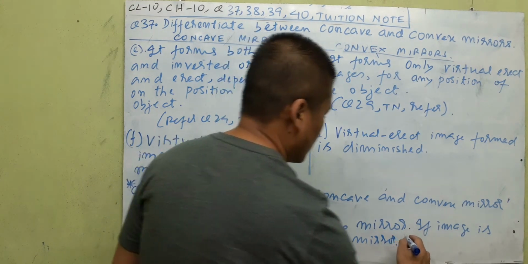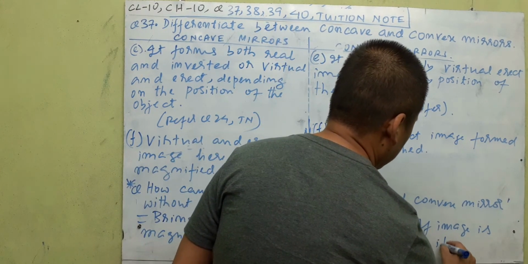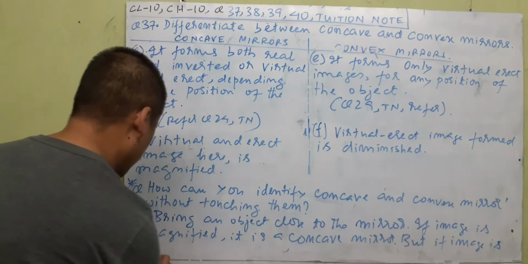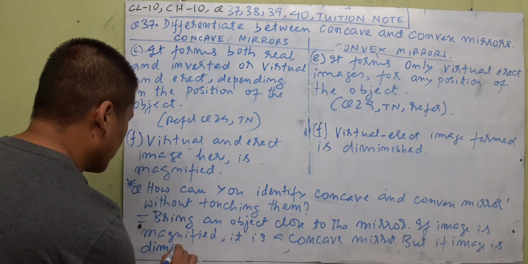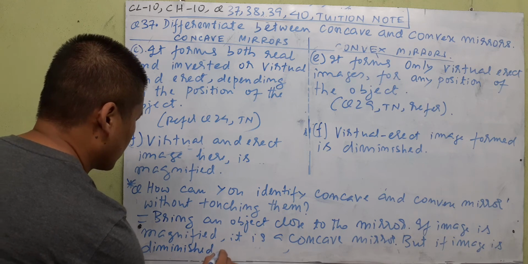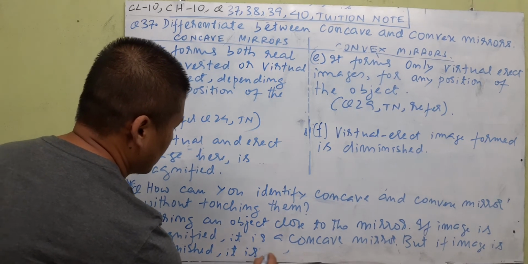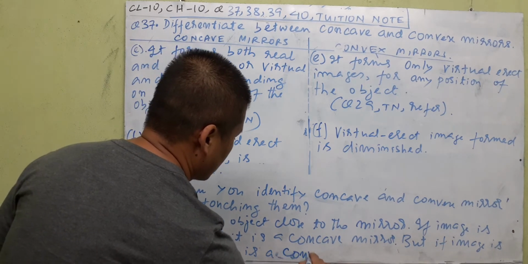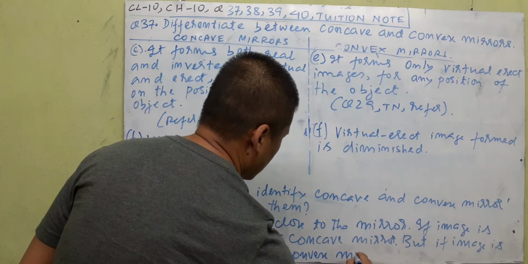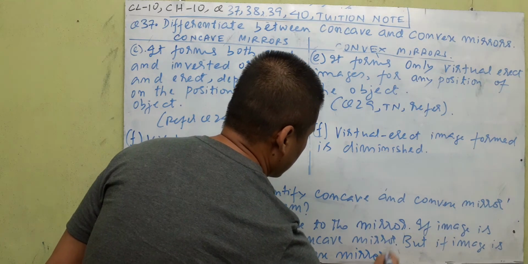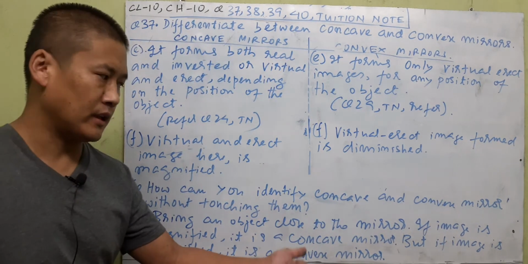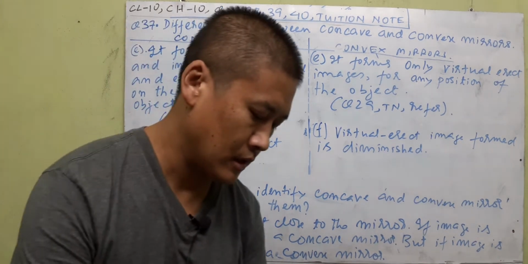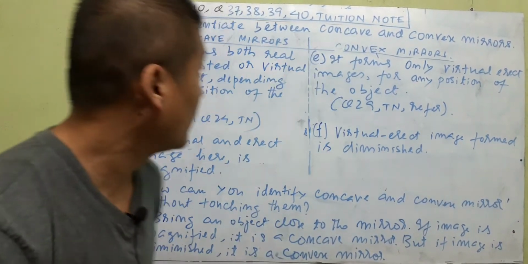Full stop. But if the image is diminished, meaning smaller than the real size of the object, it is a convex mirror. Full stop. And then you can write, this is how we can identify concave from convex mirror without touching the surface.